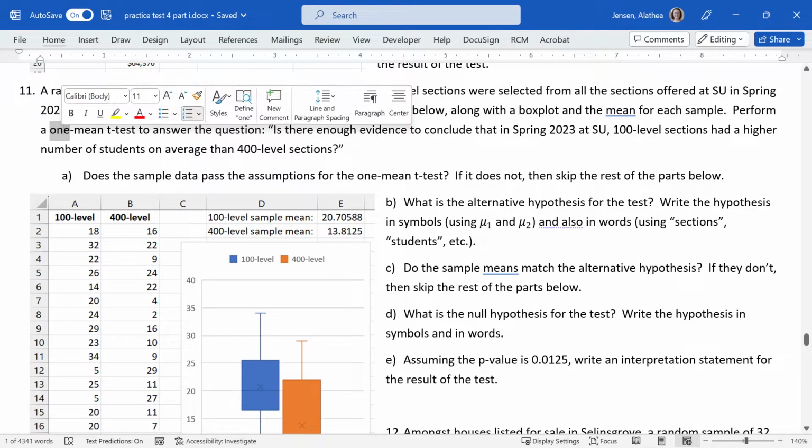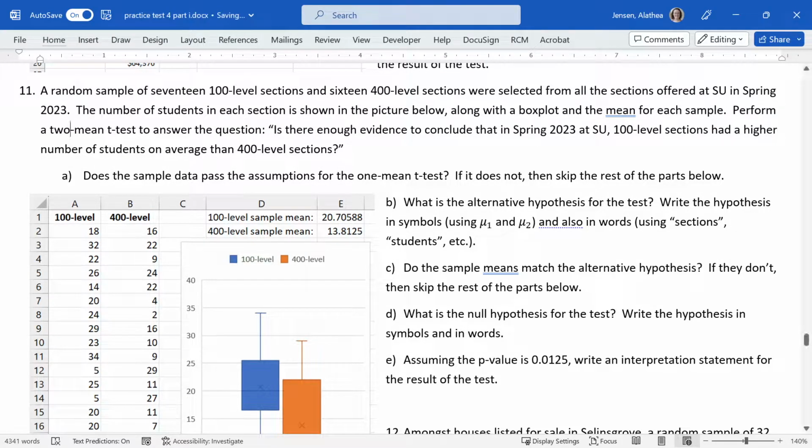Oh, this should say two mean t-tests. Sorry, that's just a typo. Is there enough evidence to conclude that in spring 2023 at SU, 100 level sections had a higher number of students on average than 400 level sections?